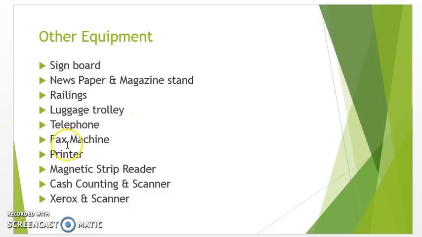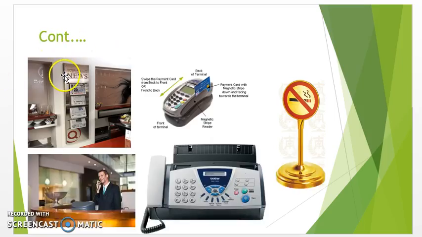Telephone for communication. Fax machine for communication. Printer for stationery. Magnetic strip reader for credit cards or ATM cards, if payment is made by card. Cash counting machine and scanner, Xerox and scanner. Now here are some pictures: the newspaper stand, magnetic strip card, the signboard, fax machine and the telephone.